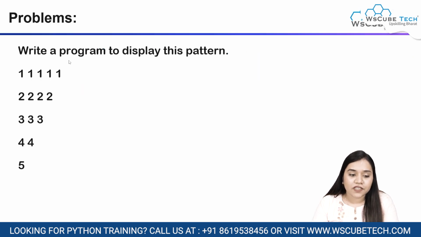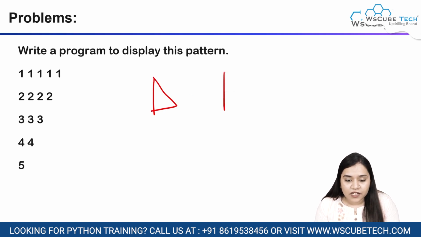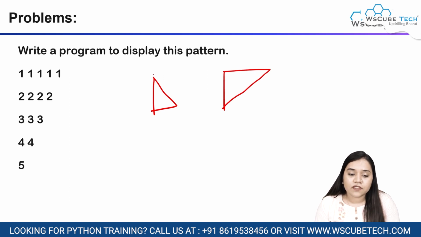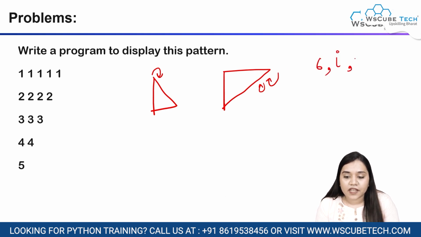Our next question says write a program to display this pattern. So previously our triangle looked like this. Now we need our triangle to look like this. And previously our columns were increasing. This time what will happen? Our columns are decreasing, that every time one column will be reduced. So the starting value would be what? The starting value would be 6. It will go up to i minus 1.